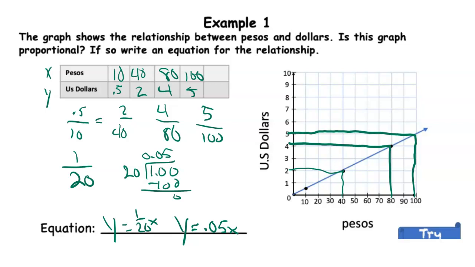So I want you to try the last problem. I want you to give it to me both in the form of a fraction and in the form of a decimal. Come back to me when you have the answer.